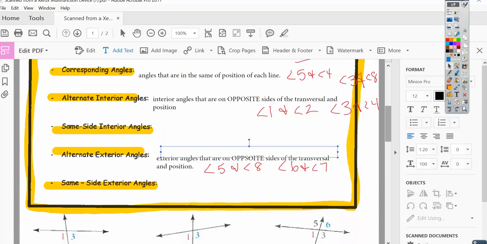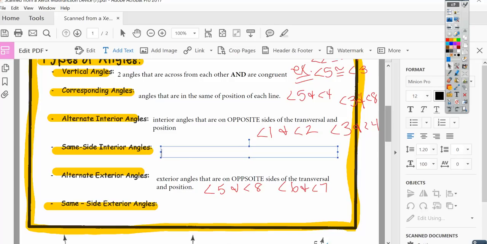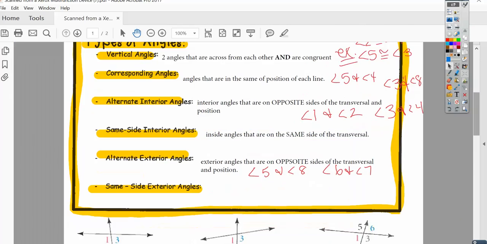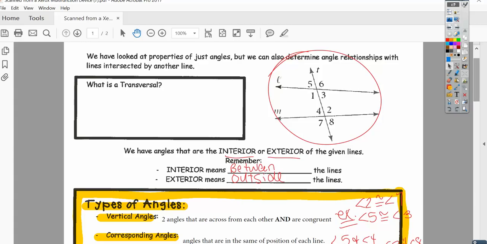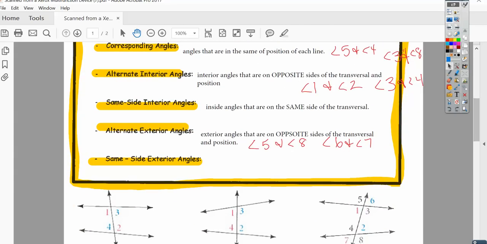interior angles. Same side interior angles are exactly what it sounds like. Same side interior angles are inside angles that are on the same side of the transversal. So alternate exterior and alternate interior are on alternate sides of the transversal, while same side interior angles are on the same side of the transversal. So if you look at your picture, which interior angles are on the same side? 1 and 4 and 3 and 2. So angle 3 and angle 2, or angle 1 and angle 4.